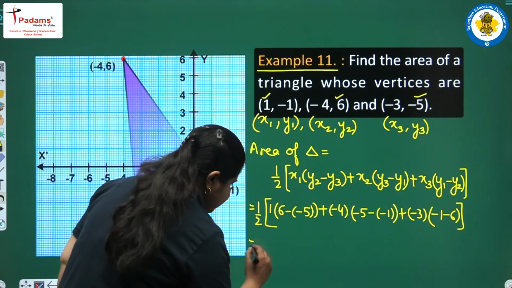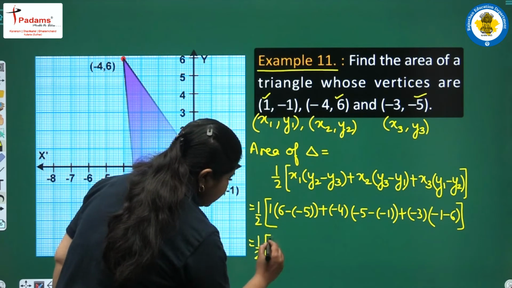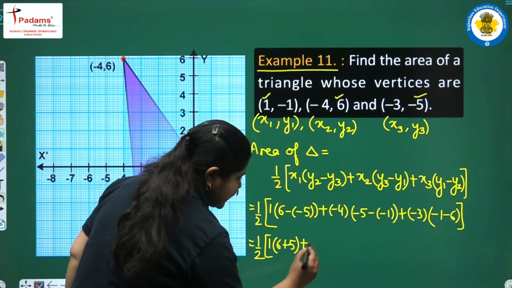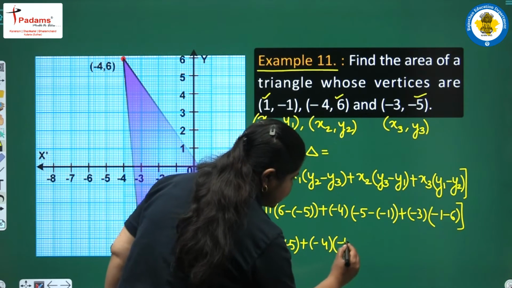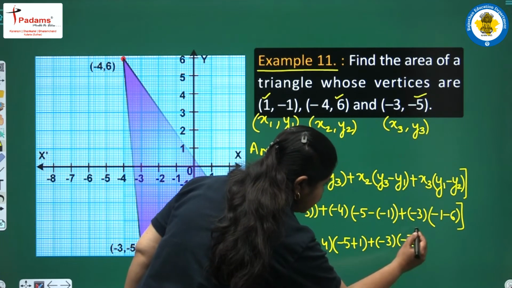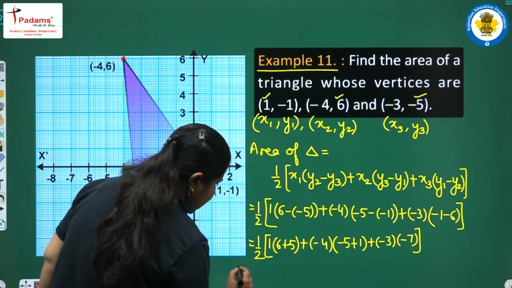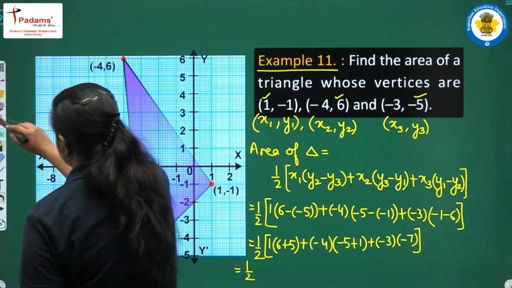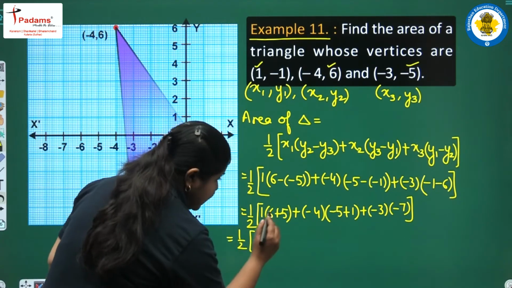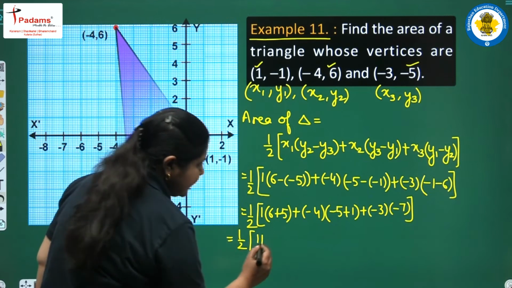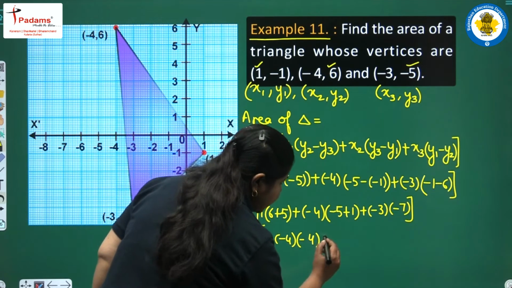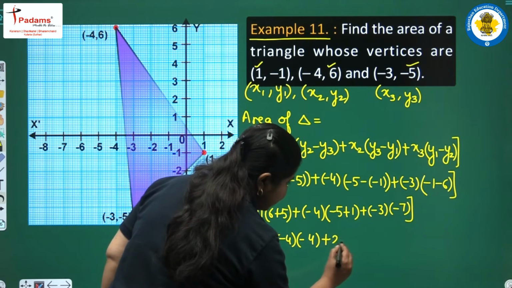So now just simplify 1/2. This will be 1 into 6 + 5, this 6 + 5. Then plus -4. This will be -5 + 1. Plus here -3 and this will be -7. -1 -6 is -7. Again on simplifying, let me take it a little bit upwards so that you are able to see it properly. This will be now 6 + 5, 11 into 1 will be 11, plus here -4 into -5 + 1 is -4 again, and here we will have plus 3 7s are 21.